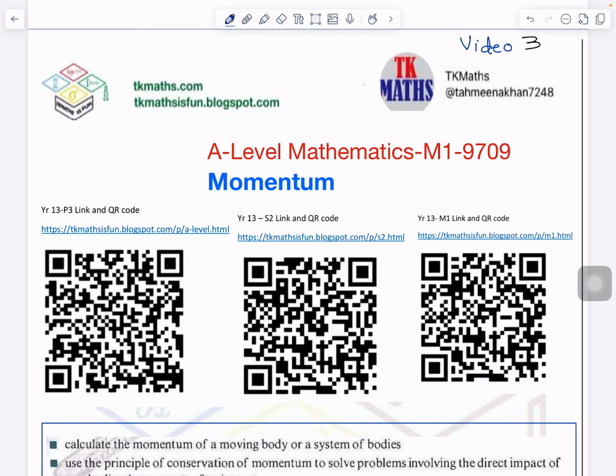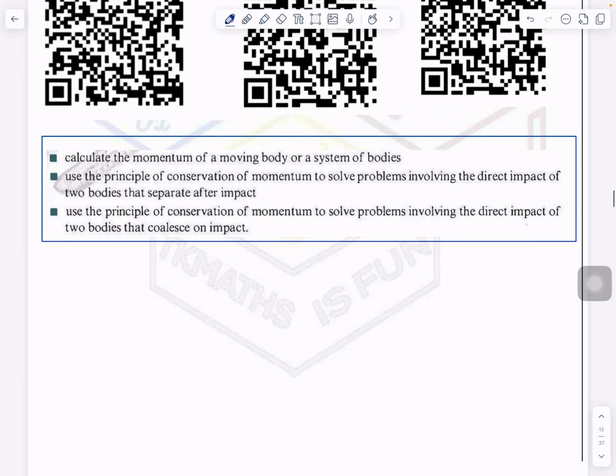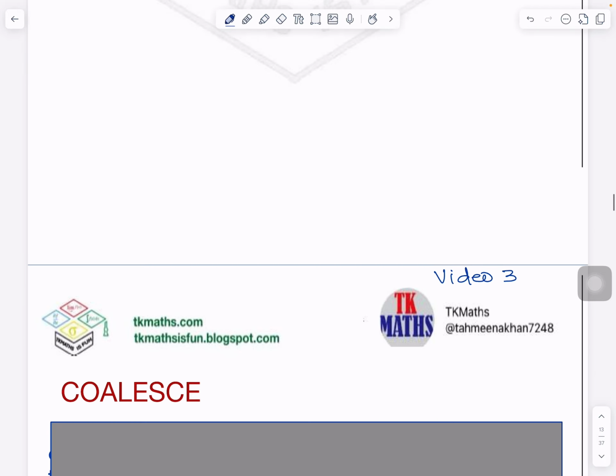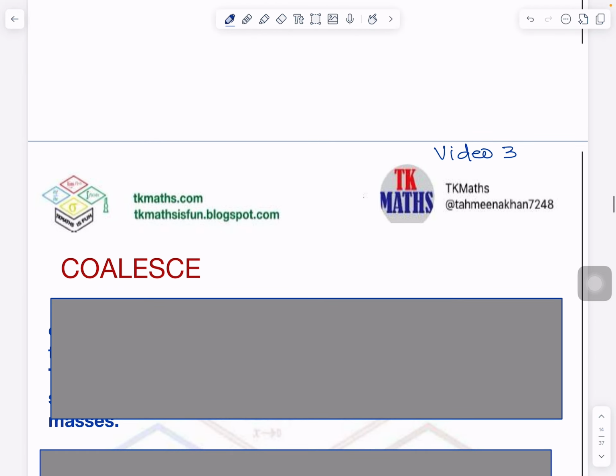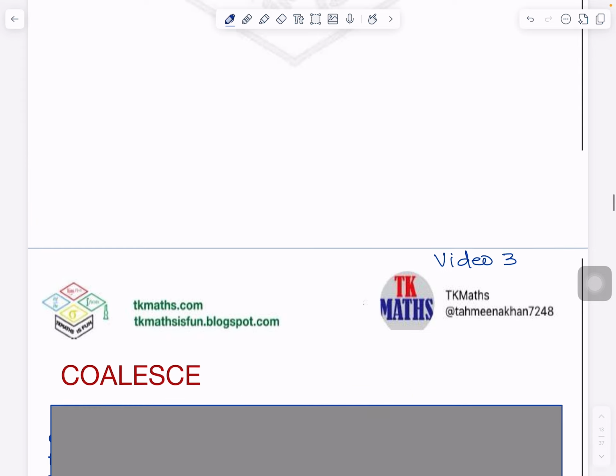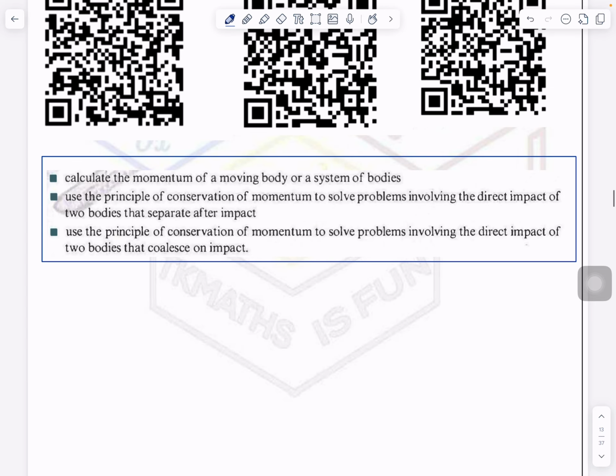In today's video, which is video number 3 on momentum, we will continue studying the concept of coalescence. Coalesce means when two bodies collide, they combine together after that, right? So we will study those types of cases. I have taken 2 examples here.